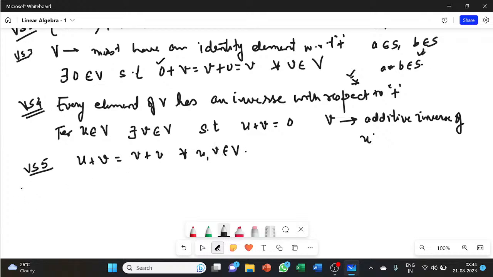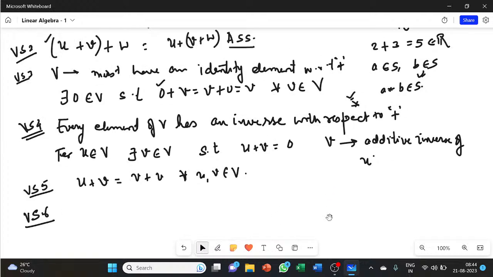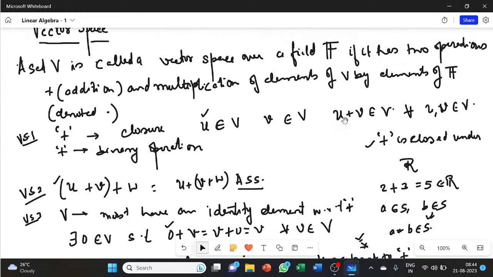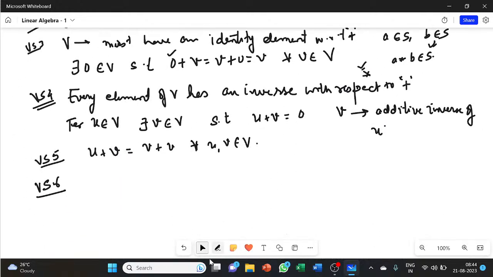Now with respect to scalar multiplication. What did I tell you? Scalar multiplication is the multiplication of the elements of the field with the elements of V. The elements of V are called vectors, and the elements of the field F are called scalars. Understand this.